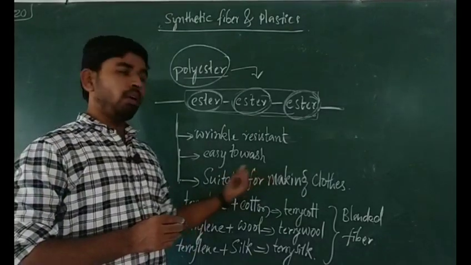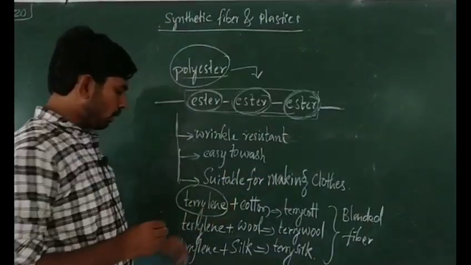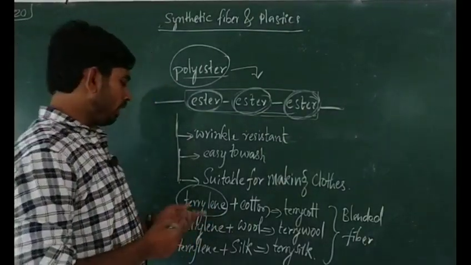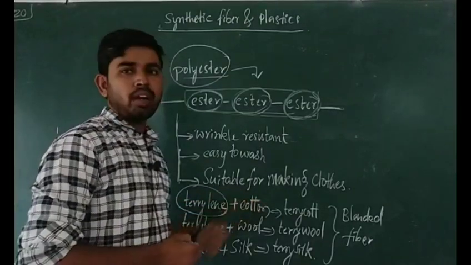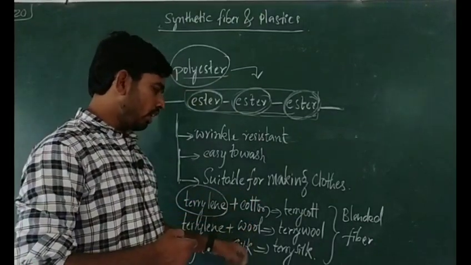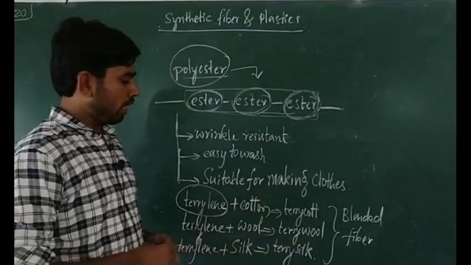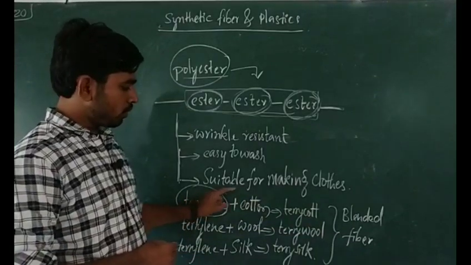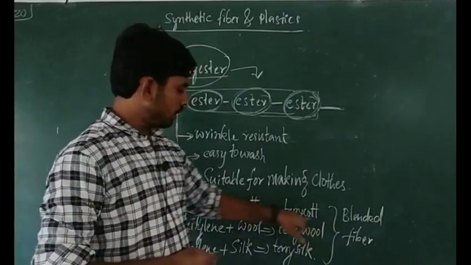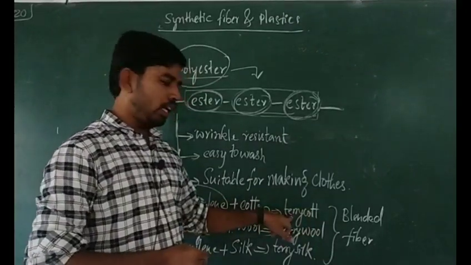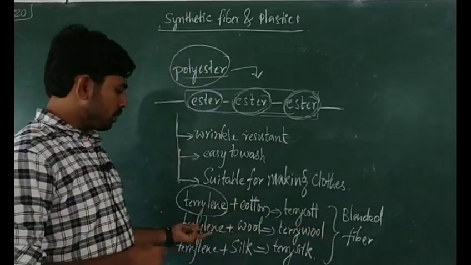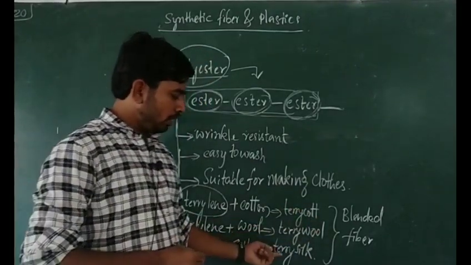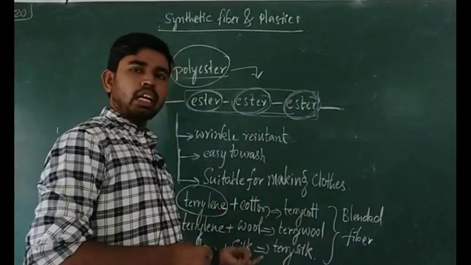Especially within polyester we have a material called terylene. Terylene is used to prepare different kinds of cloths, and they mix terylene with a natural fiber like cotton, wool or silk, and get a different kind of fiber called blended fiber. Generally terylene is mixed with cotton and it is called terrycot. Terry from terylene, cotton from cot. Similarly terylene is mixed with wool to get terry wool. Similarly terylene plus silk is equal to terry silk, and all these mixed fibers are said to be blended fiber.